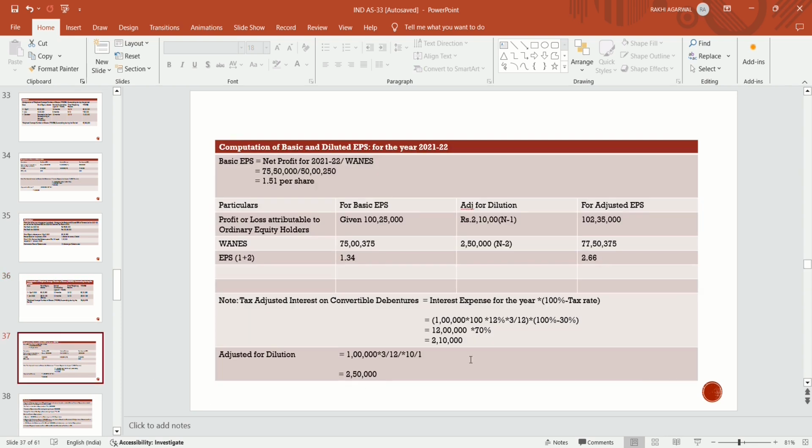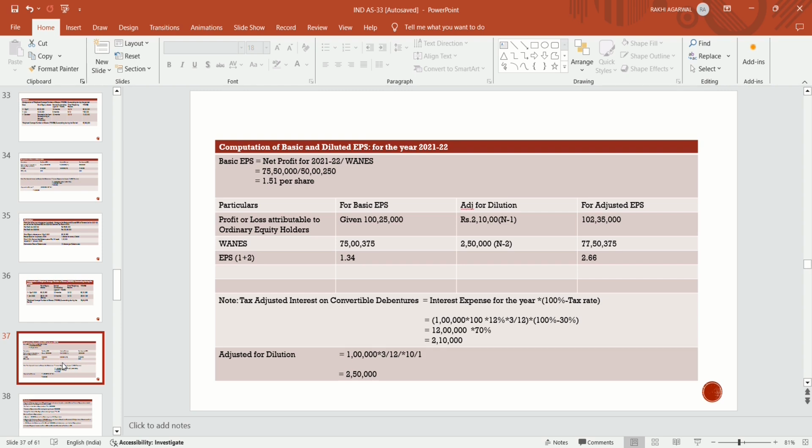So 1 lakh into 100. 1 lakh is the number of shares, 100 is the face value, into 12% is the interest. 2023, so for a period of 3 months, 3 divided by 12, but after giving tax effect, the tax rate is 30%, so it becomes 70%. So 12 lakh into 70% becomes 2 lakh 10,000. So incremental earning from debentures is 2 lakh 10,000.